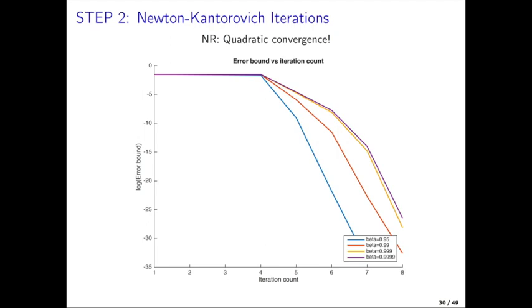You can also depict that in the graph, where you have the log error bound against the iteration count. We did a few successive approximations until we started doing the Newton-Kantorovich iteration, which kicks in here at 4, and then you can see the quadratic convergence here. It almost looks like a parabola, right?